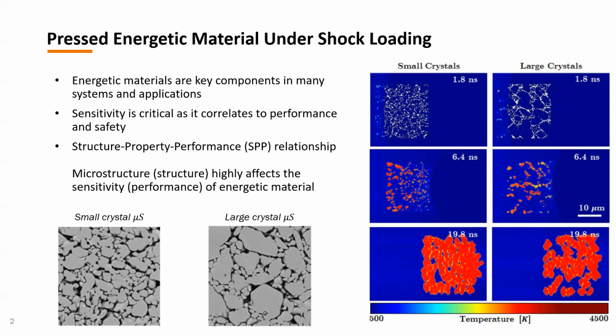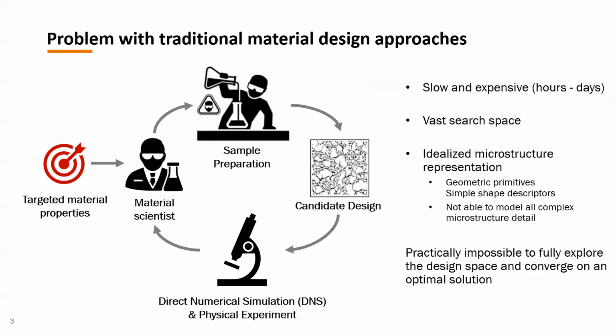For example, given two different microstructures with different crystal sizes, we can observe how differently the temperature evolves under shock loading over time. Traditionally, to design a new microstructure, we first determine the target property. Then we design and create a sample led by our experience, knowledge, and intuition. Then the candidate design is validated through direct numerical simulation or physical experiments. This loop continues until we are satisfied with the candidate design and its property.